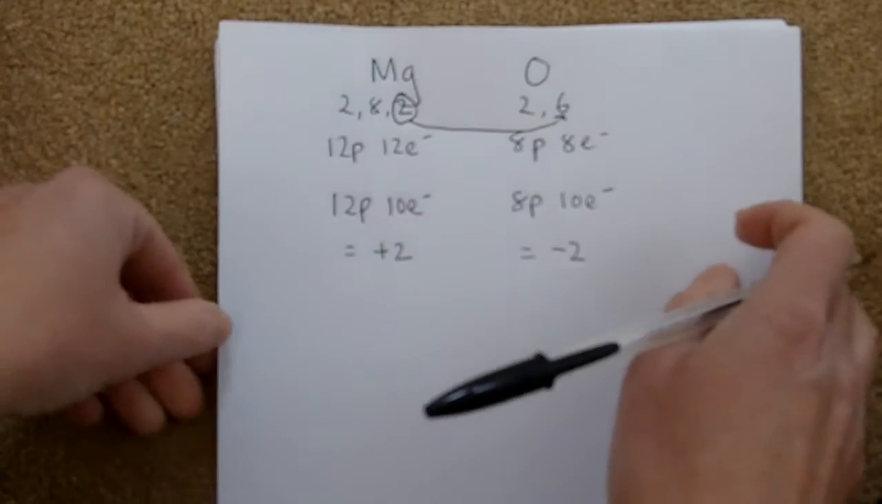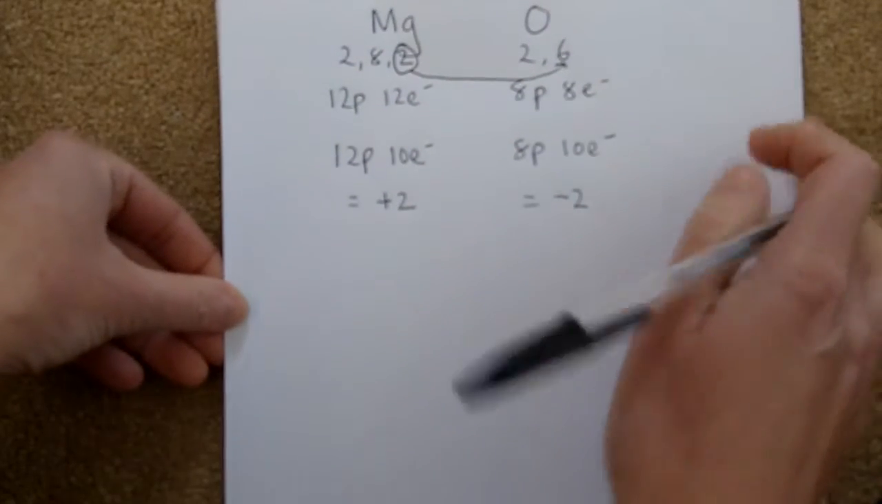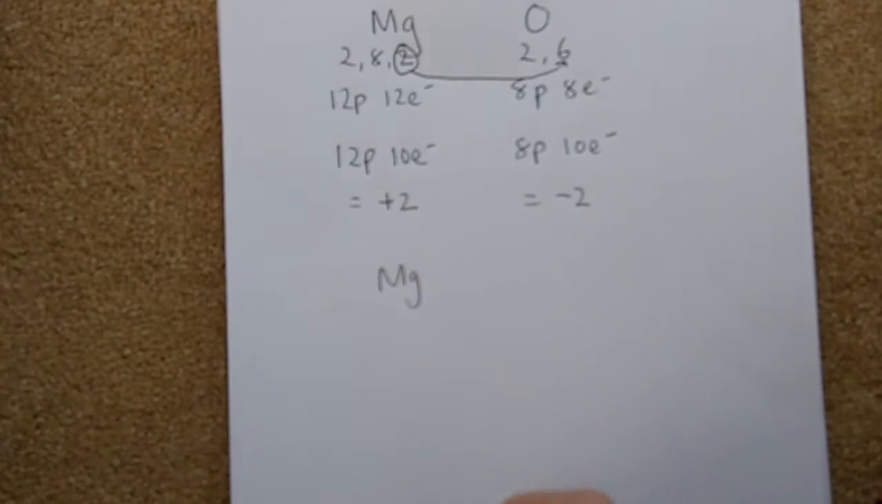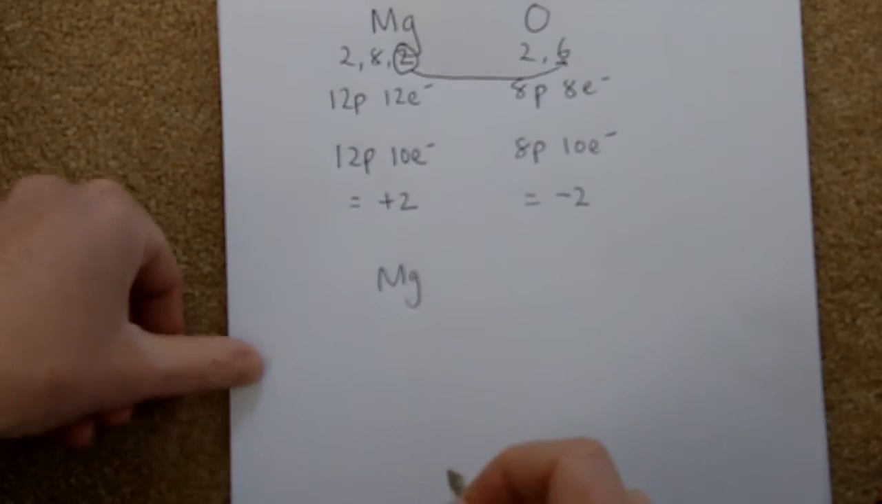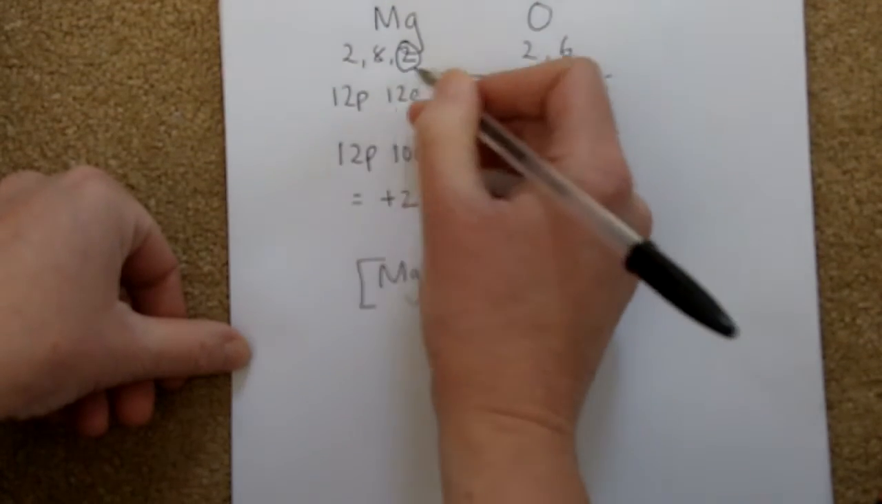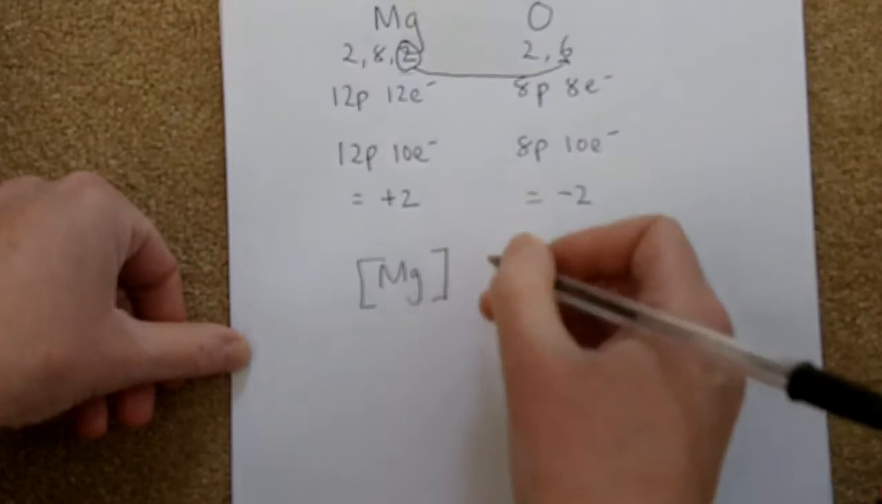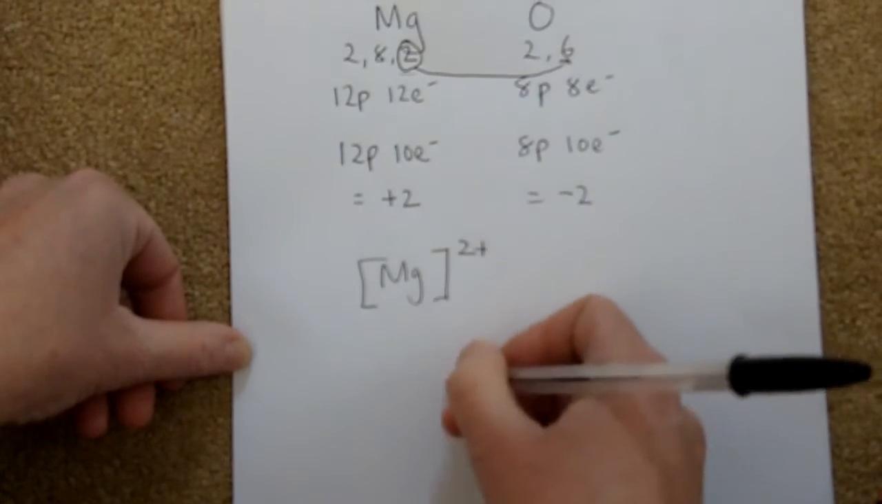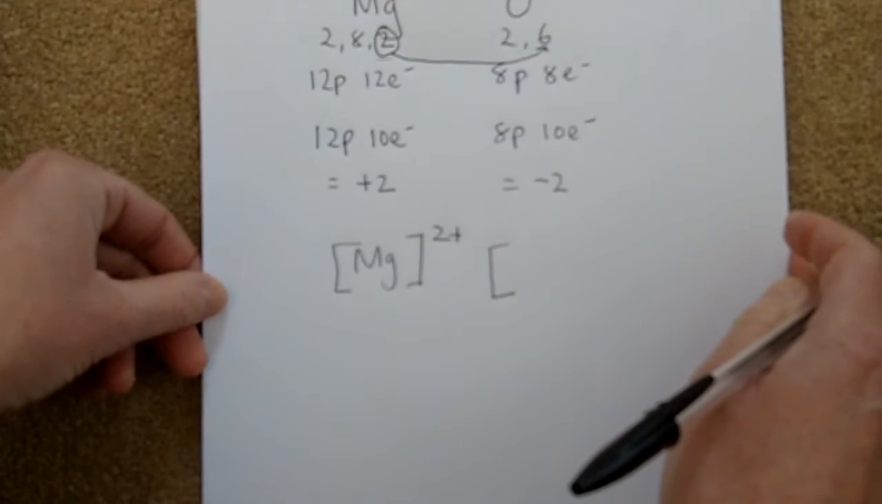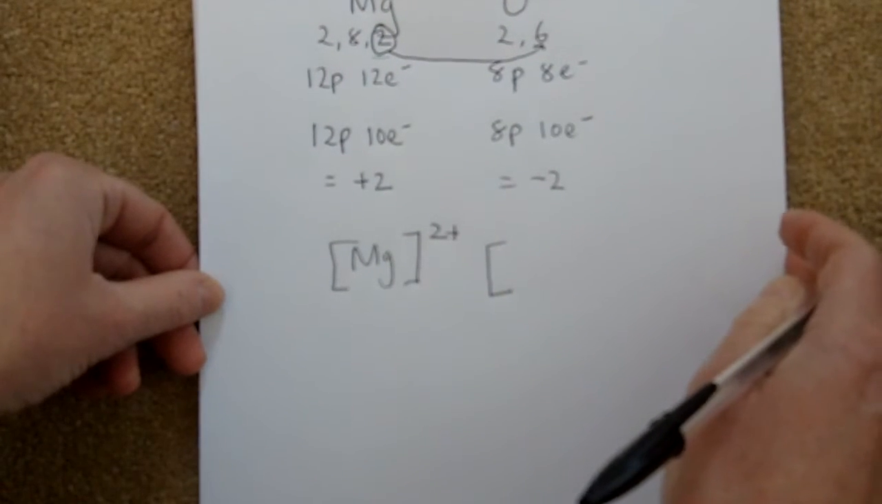Okay, so when you draw the dot and cross diagram, magnesium is the metal. Remember, metals lose electrons. Magnesium is the metal. Its outer shell is now empty. It's got a positive charge 2 plus. And now the oxygen is an ion. Remember, we're using square brackets for ions.